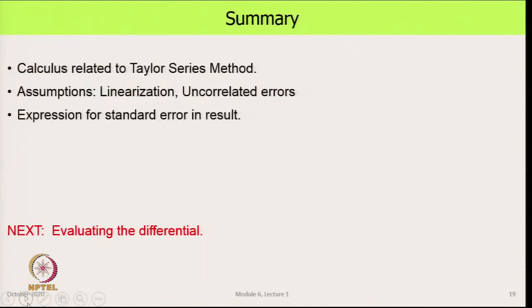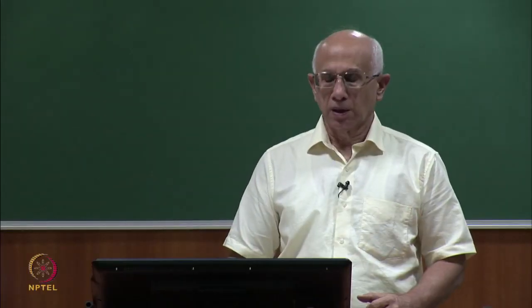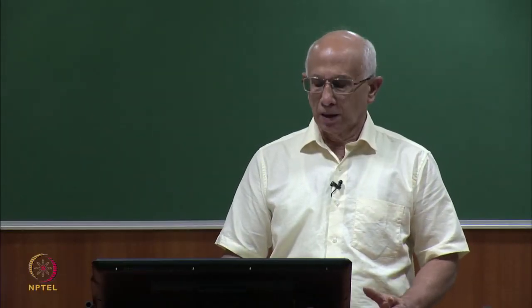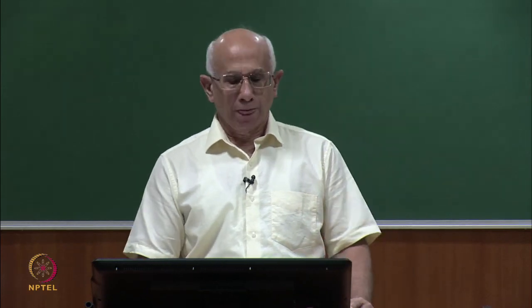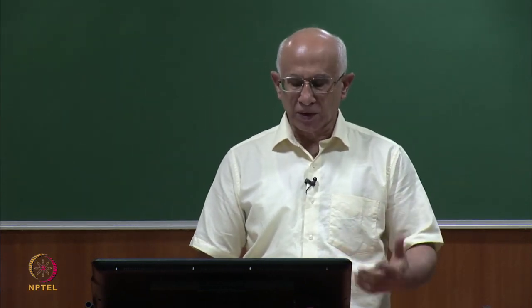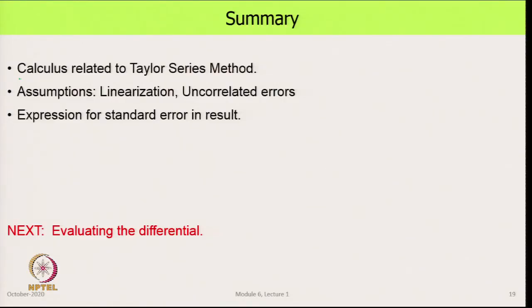So, we got that result that we had started wanting, and we said that in the single test technique, where we treated the functions as continuous, we used calculus and related it to the Taylor series method. Then we applied the approximations of linearization, uncorrelated errors, and 2 more. And finally, we got what we wanted, an expression for standard error in the result.